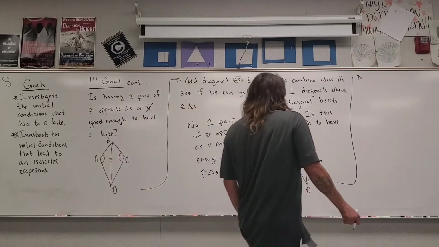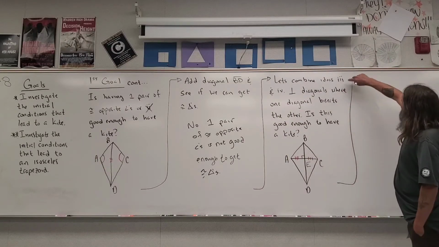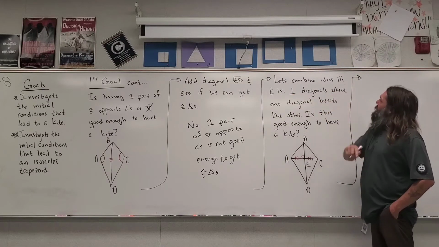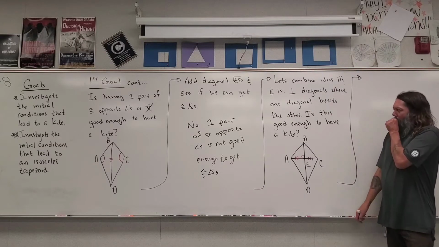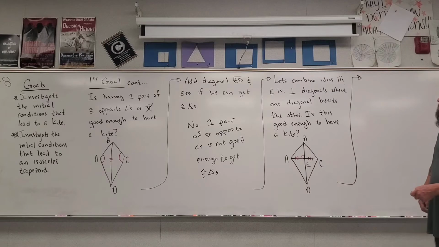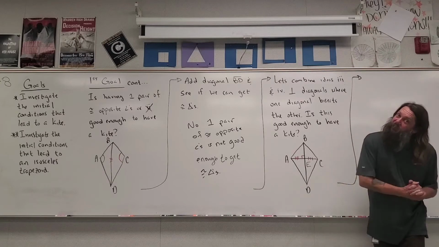All right, so let's combine idea 3 and idea 4, which means that we have perpendicular diagonals where one diagonal bisects the other. Is this good enough to have a kite? Well, why don't you hit pause and see if you can figure this one out.